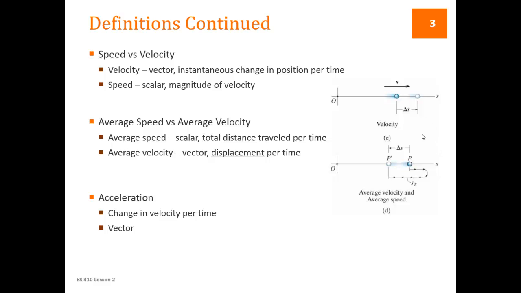So if we look at the figure, remember our displacement is just the difference between the final position and the initial position, so that's delta S. Our total distance is S sub t, so that is a much longer distance. So in this case, our average speed, in a given time, would be bigger than our average velocity.